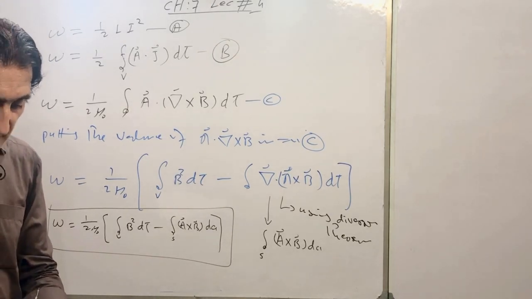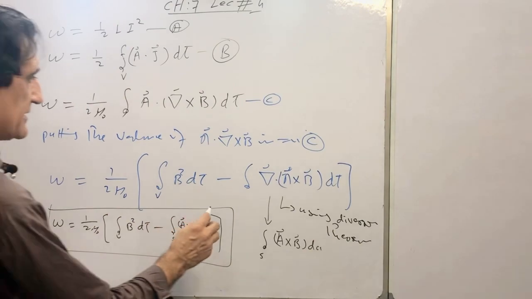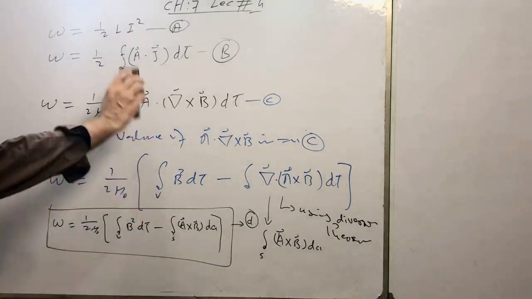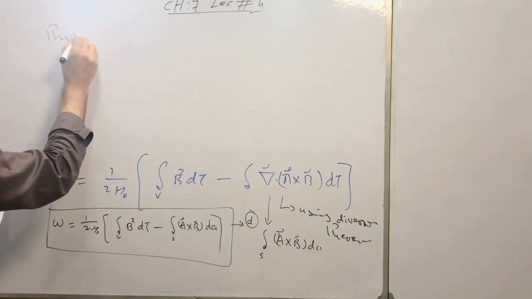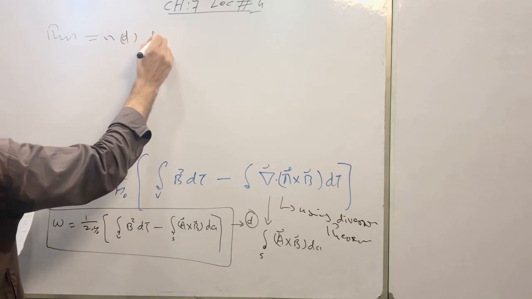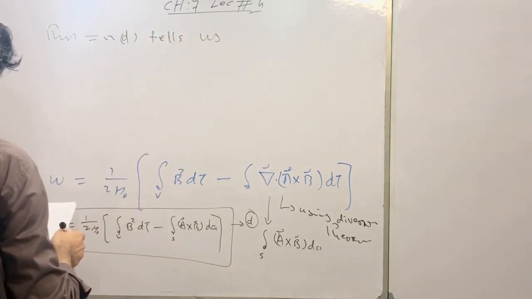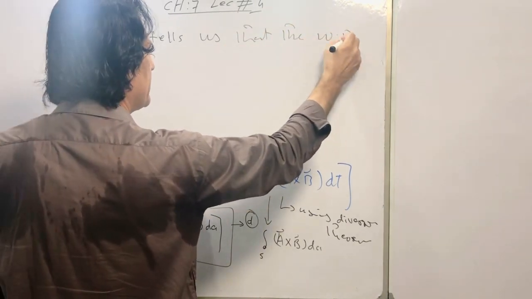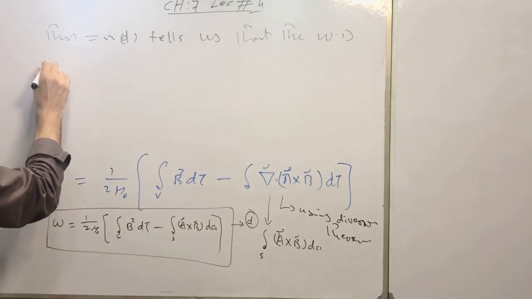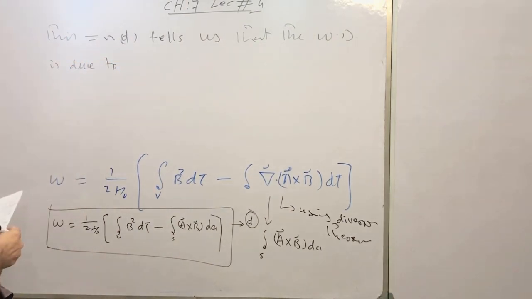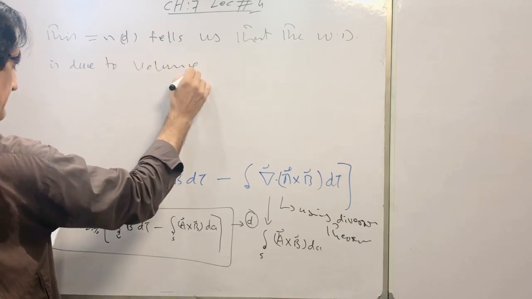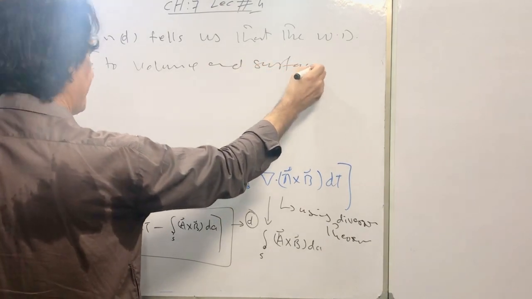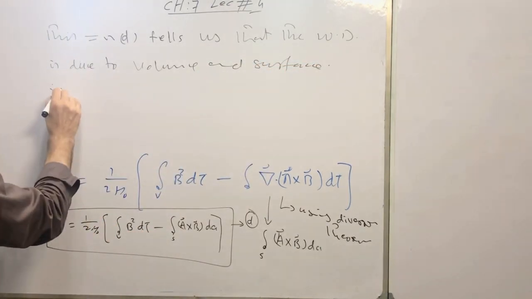And now let's see how we can define this equation D. This equation D tells us that the work done is due to the volume integral and the surface integral.